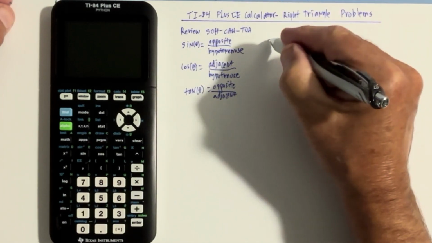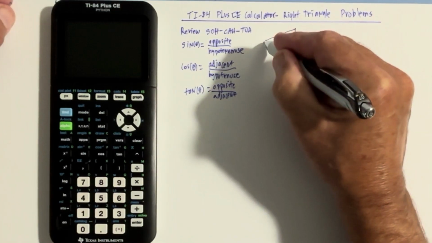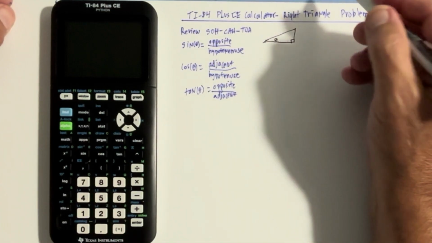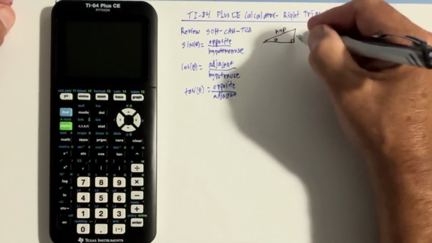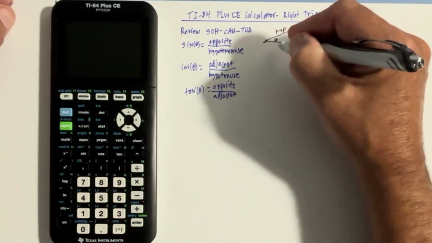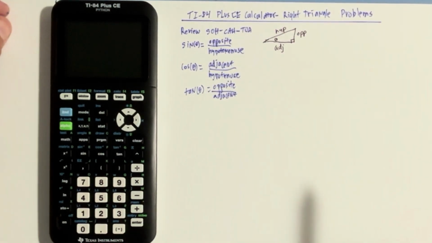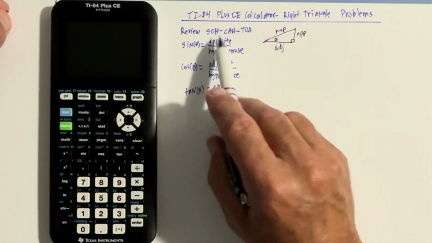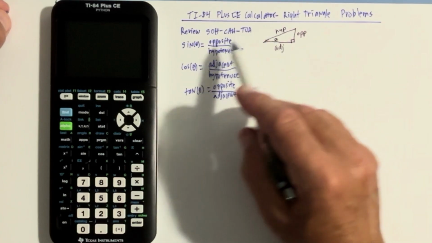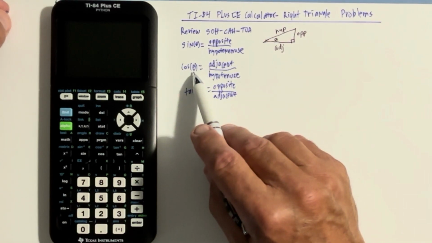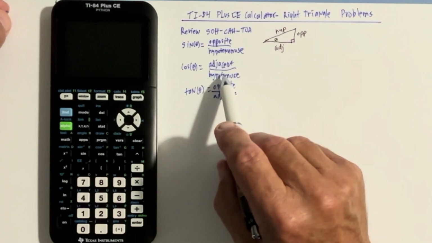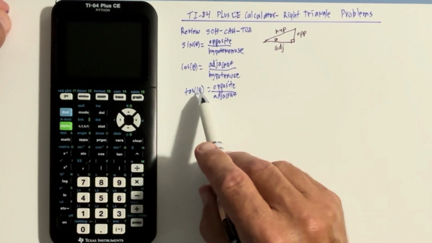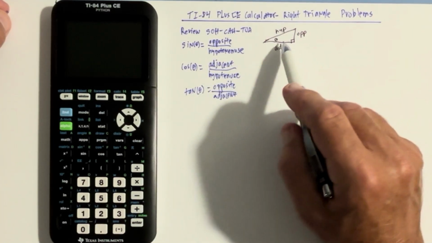If we've got a right triangle, there's our 90-degree angle, and there's our angle of interest, theta. That's going to be the hypotenuse, that's going to be the opposite, and that's going to be the adjacent. The sine is opposite over hypotenuse. The cosine is defined as the ratio of the adjacent over the hypotenuse. And the tan of theta is opposite over adjacent.